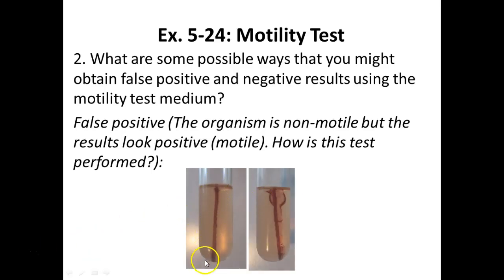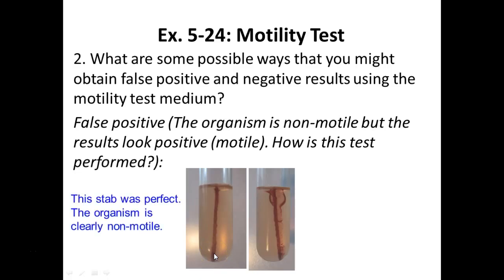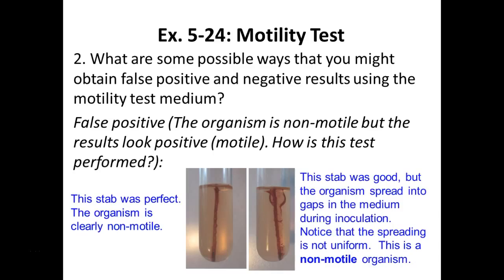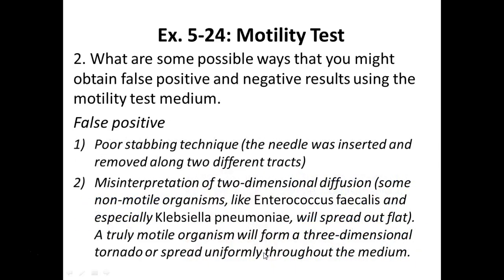That's a beautiful stab. One single stab. Non-motile organism, it didn't move. This one is that complication that I spoke about, where the person did an excellent stab, just the organism kind of leaks into the spaces in the media. There are two of them that tend to do that. Enterococcus faecalis will sometimes do that, and Klebsiella pneumoniae, which are actually non-motile. But they'll get that weird effect in the tube where it can be confused as motility.